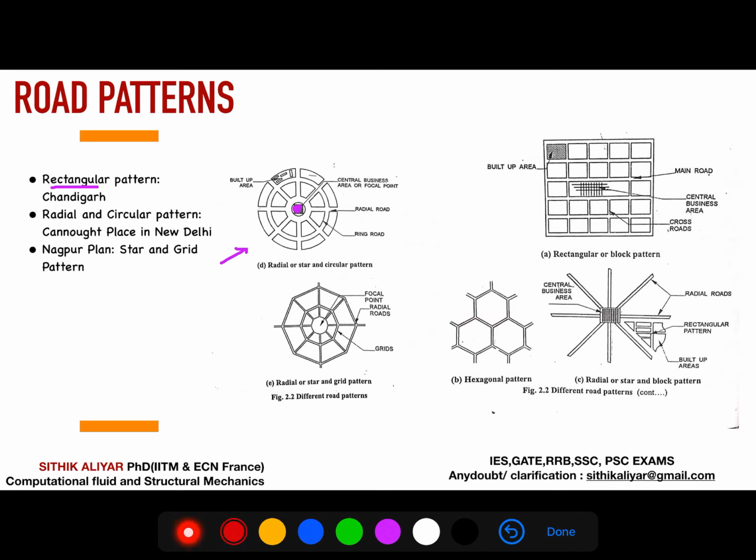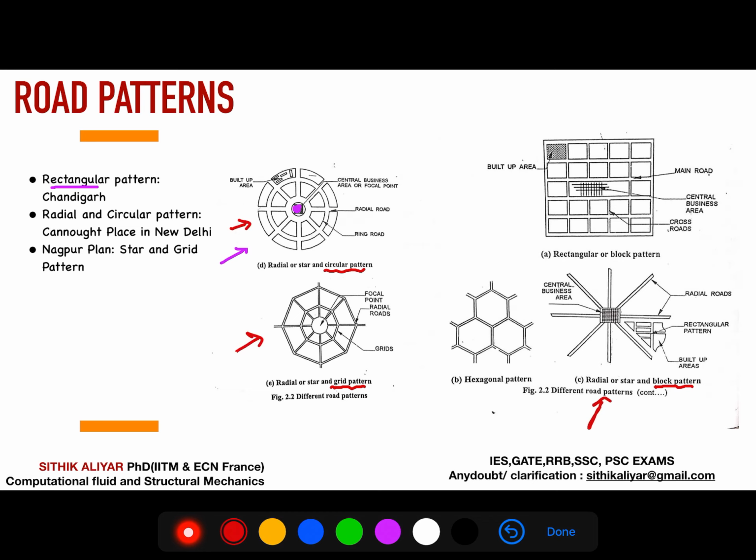So you should know this. Maybe it will confuse you, these are three different terms. Radial or star is common; you can see this, this, and this, everything is the same. The only difference is circular pattern, grid pattern, and block pattern. So these are the different types of road patterns you can plan when you are doing town planning.